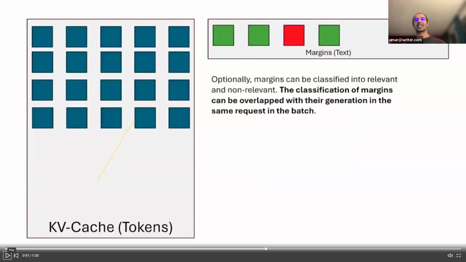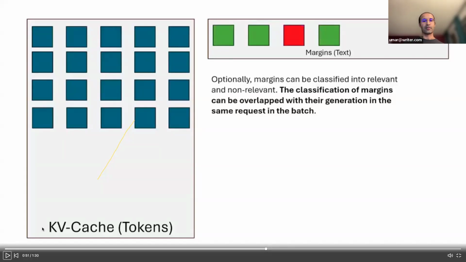And then we can also classify these margins, because some of the margins may be the model hallucinating, or the model just saying, I cannot find this information, etc. We can either use an auxiliary classifier, or we can use the model itself to classify them. And we show in the paper that you don't have to actually create a new request to the model to classify these margins. You can actually overlap the generation of the margins with the classification of the previous margin using the same request in the batch.